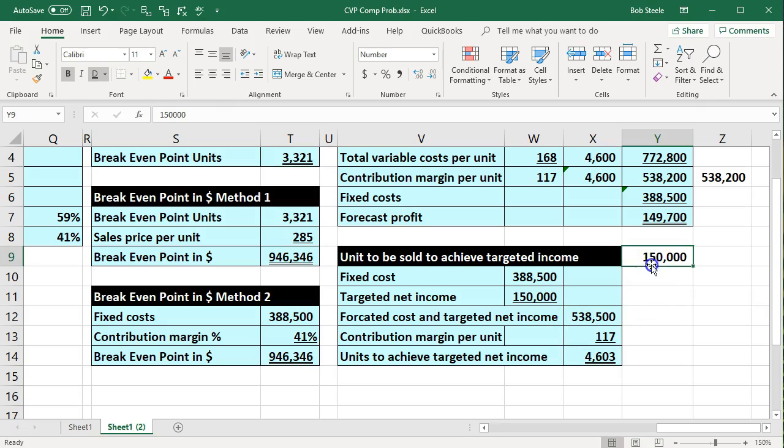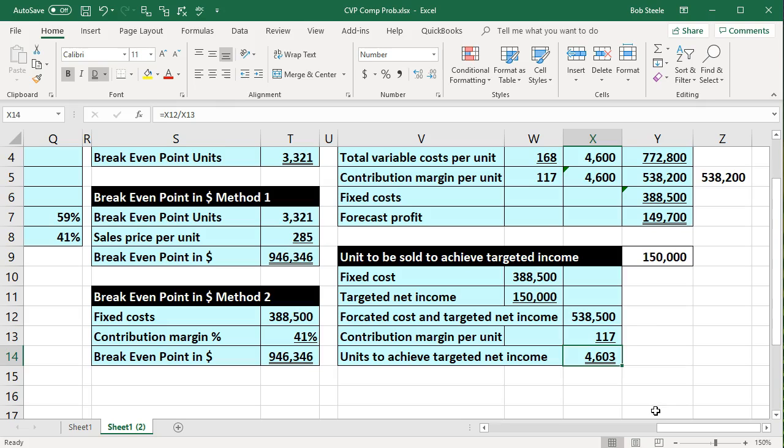Well, if we need a profit in addition to the fixed cost, we would have the fixed cost plus the profit we want to get to, the net income. This is how much we get with each unit sale after variable costs. And if we divide that in, that means we have to sell 4,603 units. That's our break-even point in units.